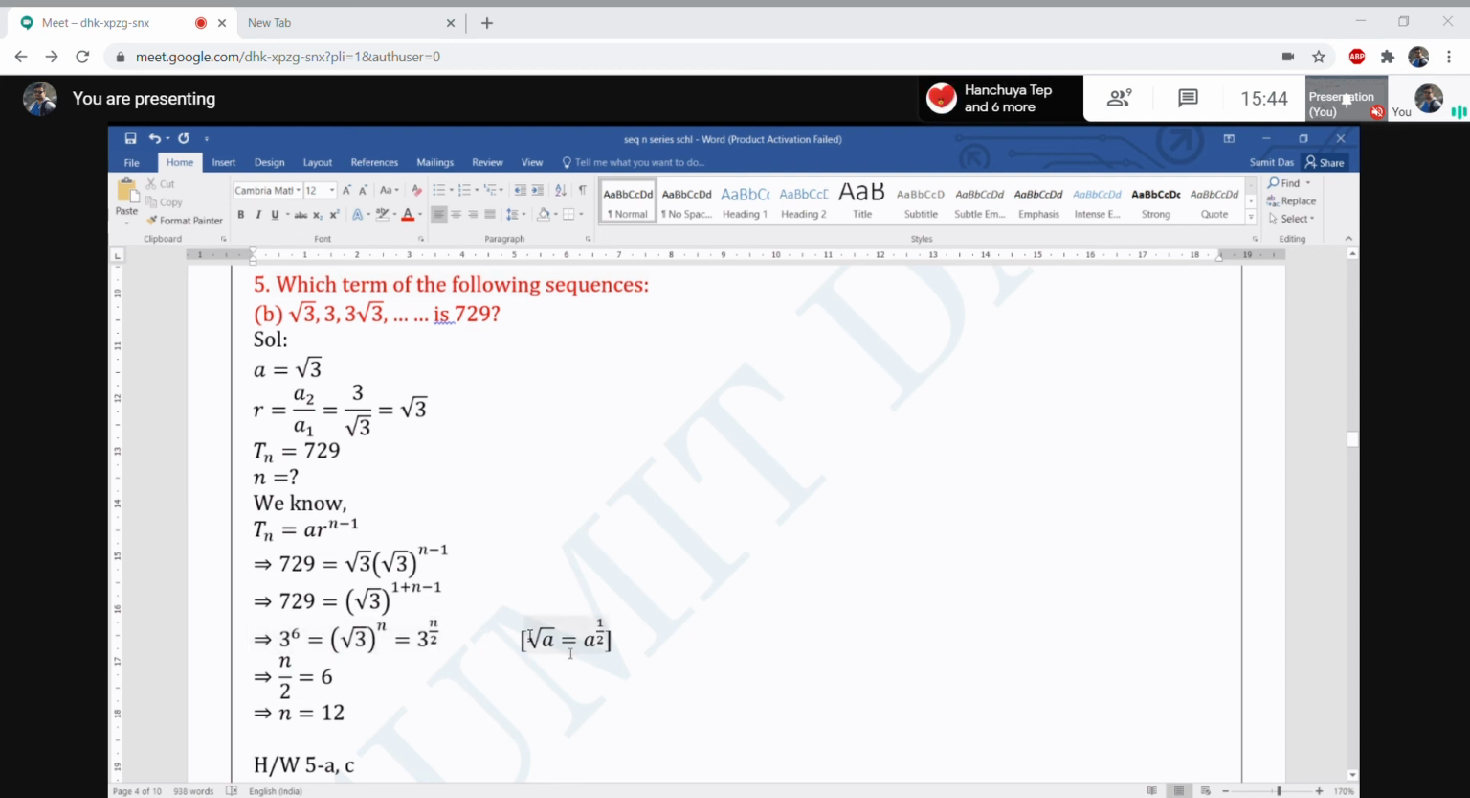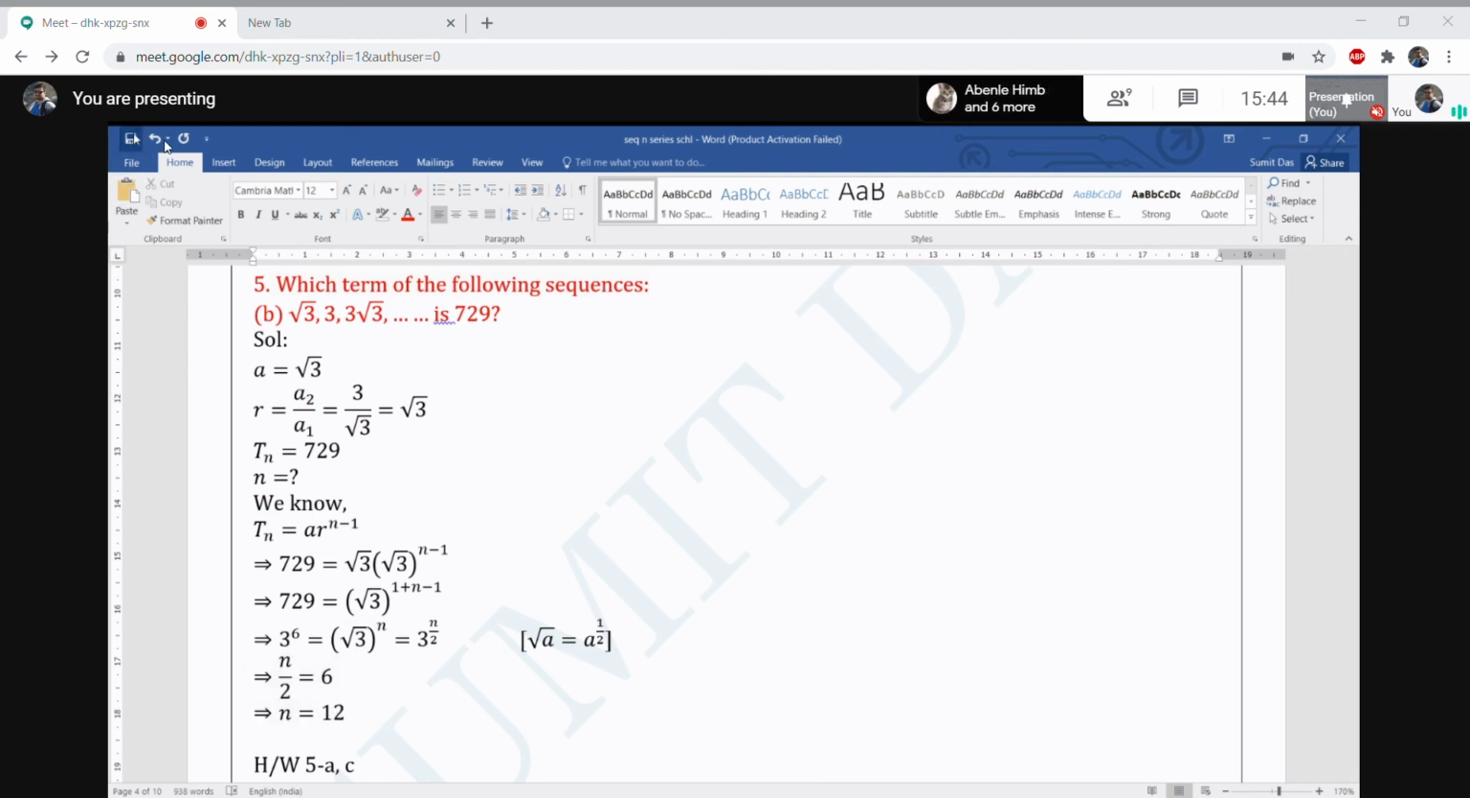Why? Because we know that any square root of a can be written as a to the power 1 by 2. So square root of 3 to the power n can be written as 3 to the power n by 2. Fine. Then what? Both bases are the same on the left hand side and right hand side, so their powers will be equal. So n by 2 equals 6, n equals 12.